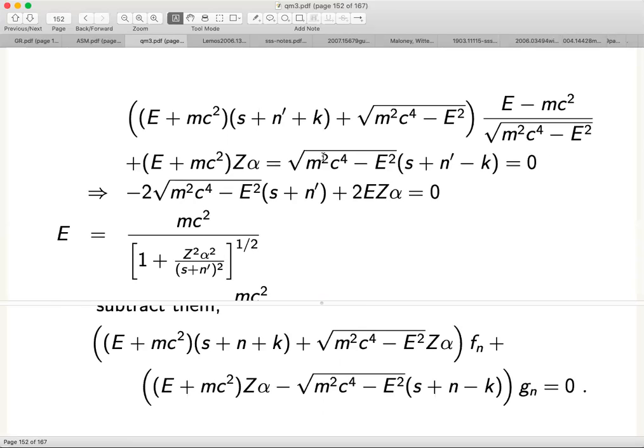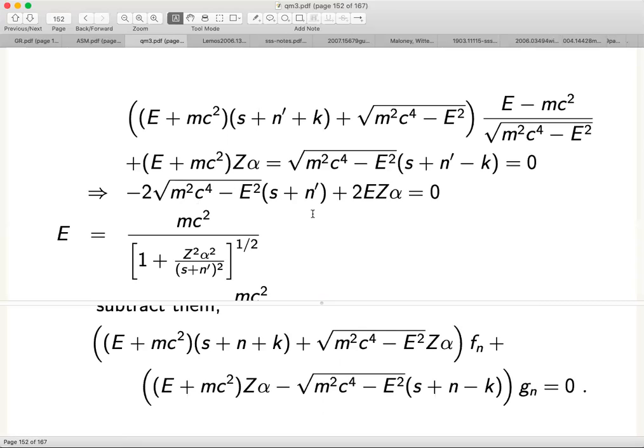Now all you need to do is simplify this expression, and the expression is not too complicated, although it looks a bit complicated. If you multiply E plus mc squared and E minus mc squared, you actually get E squared minus m squared c to the 4. So you can pull a sign out and remove the square root from the denominator and put it in the numerator. That is the term which you get here.